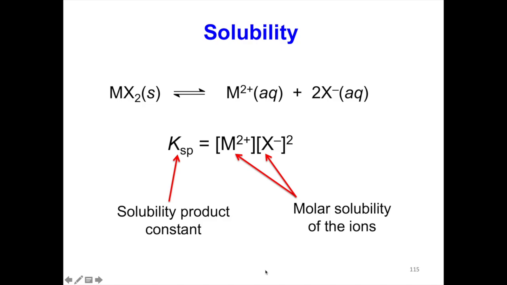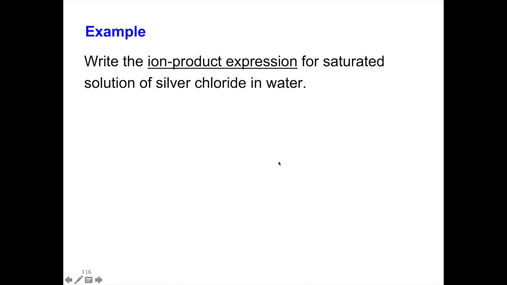So here is a summary of the equations of dissociation or dissolution of a salt and its solubility product constant. If the salt is MX2, the ions that will be produced are M2 plus and 2X minus. The solubility product constant Ksp is equal to the concentration of M2 plus times the concentration of X minus to the power of 2, because there are 2 moles of X minus. The molar solubility of the ions is the concentration of the ions.